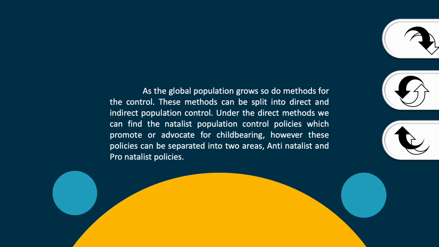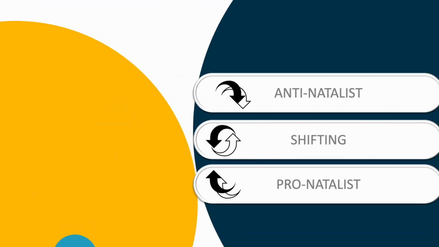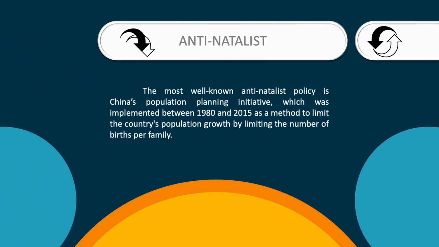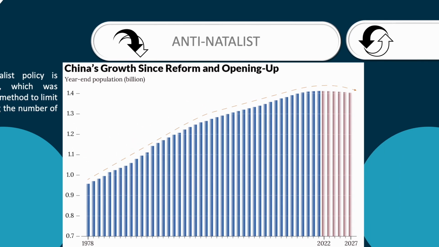Under the direct methods, we can find the natalist population control policies, which promote or advocate for childbearing. However, these policies can be separated into two areas: antinatalist and pronatalist policies. The most well-known antinatalist policy is China's one-child policy, which was implemented between 1980 and 2015 as a population planning initiative to limit the country's population growth by limiting the number of births per family. The policy was enacted to address the country's too rapid growth rate, which the government saw as excessive.